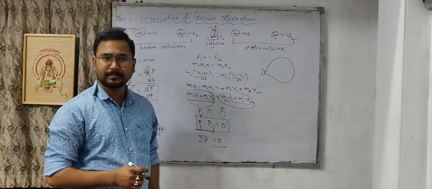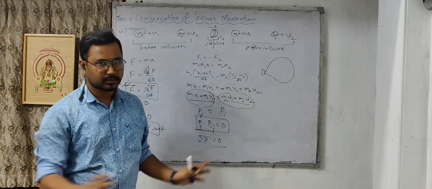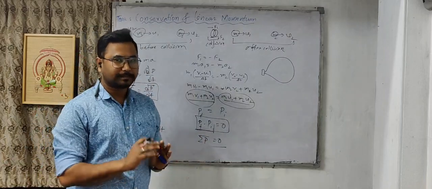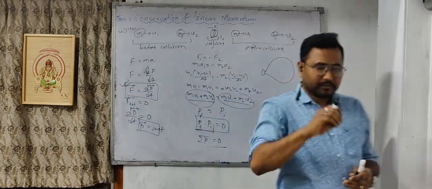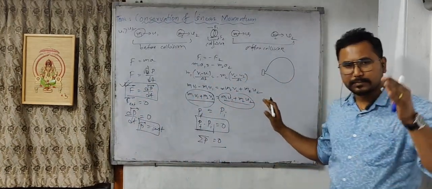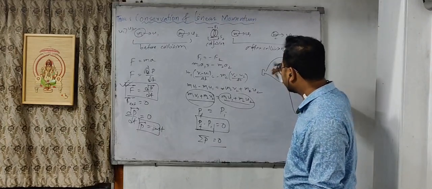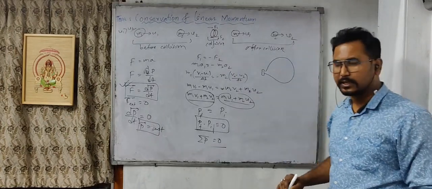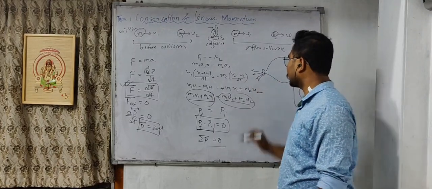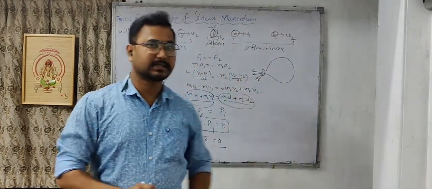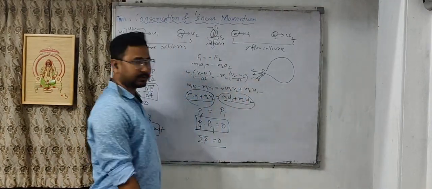Is there any velocity? No, sir. Mass is there, but is there any velocity? No, sir. So what is its momentum? It is 0, sir. Correct. That means before releasing, the momentum of the balloon is 0. Now, while I am releasing it, air is coming out in this way. That means the air has a velocity in this direction.